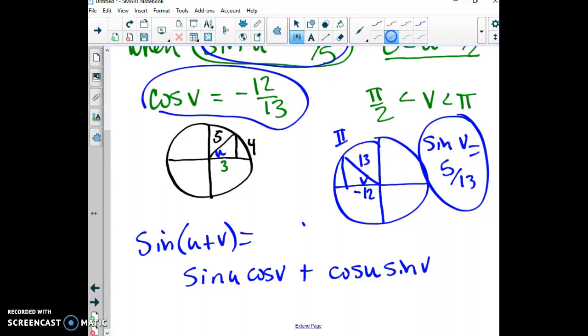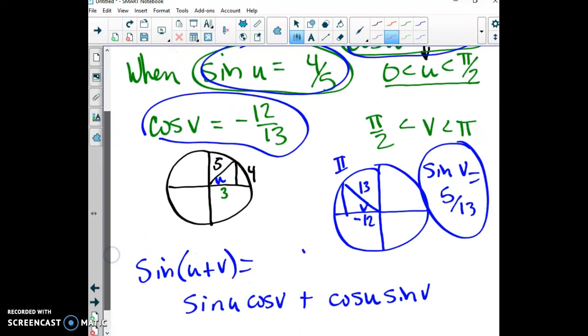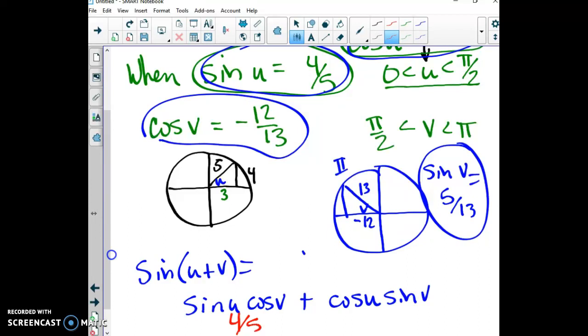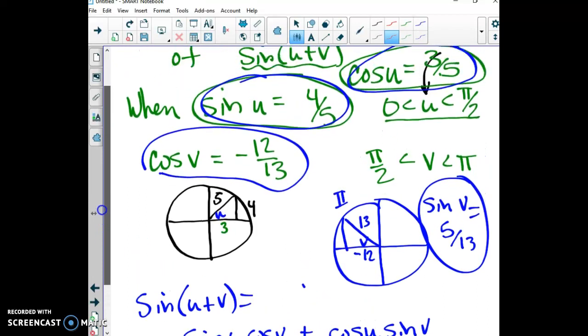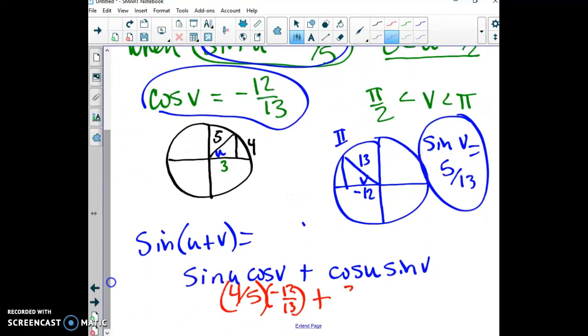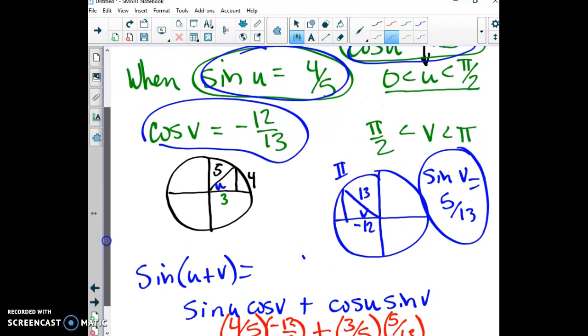And we're just going to input our values. Sine u, 4/5, cosine v, negative 12/13. And we're going to add to that the cosine of u, which we found to be 3/5. And we're going to multiply that by the sine of v, which is 5/13. Getting our exact angle for this situation.